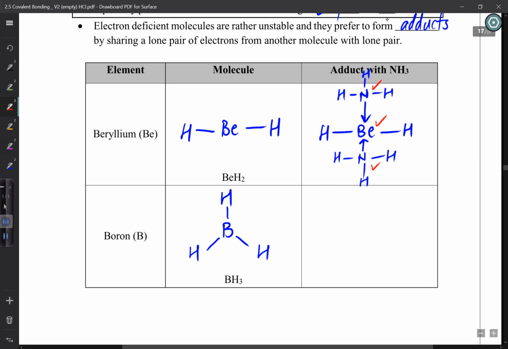Now what about BH3? You expect BH3 to behave in a similar way. So we draw BH3 first, and then we draw ammonia at the side. How do you think these two can be stabilized? This nitrogen can share both of the electrons with boron, right? In this way, both boron and nitrogen will be stable, because both of them achieve 8 electrons.